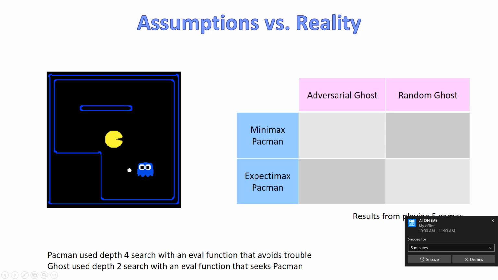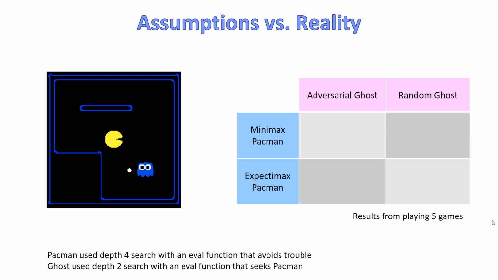So, assumptions versus reality. If we think about the two-player game, we have Pac-Man and we have the ghost. Pac-Man might have some assumption about the strategy that the ghost is taking, and the ghost also has its real strategy. Pac-Man might think that the ghost is optimal, or might think that the ghost is random. If Pac-Man assumes that the ghost is optimal, then he will run Minimax, right? Because Minimax means that the opponent is always playing against me. If he thinks that the ghost is random, then he will use Expectimax search. On the other side, the ghost might be adversarial, meaning he's always playing against us, is optimal, or he might be random.